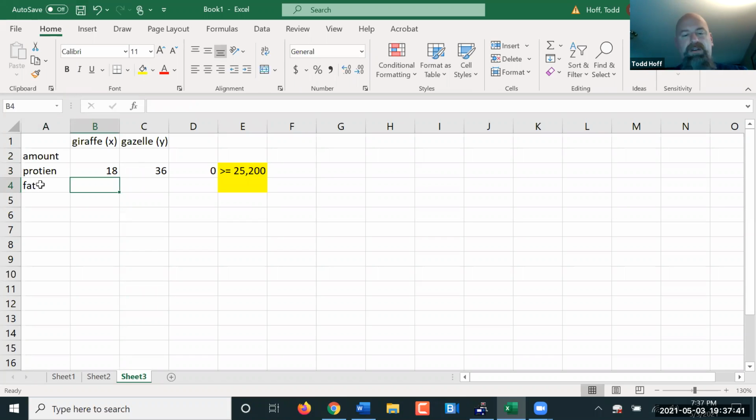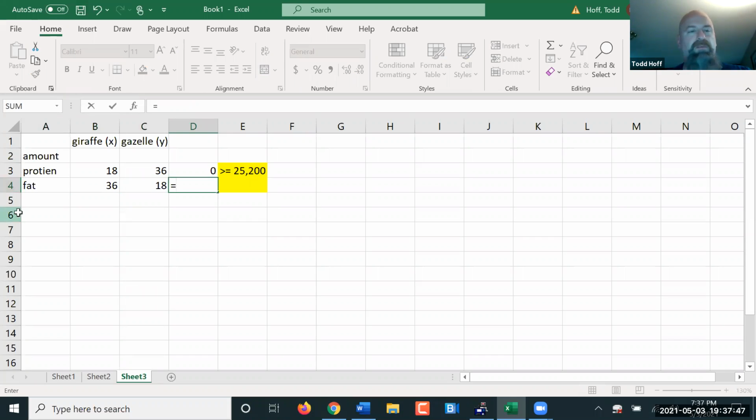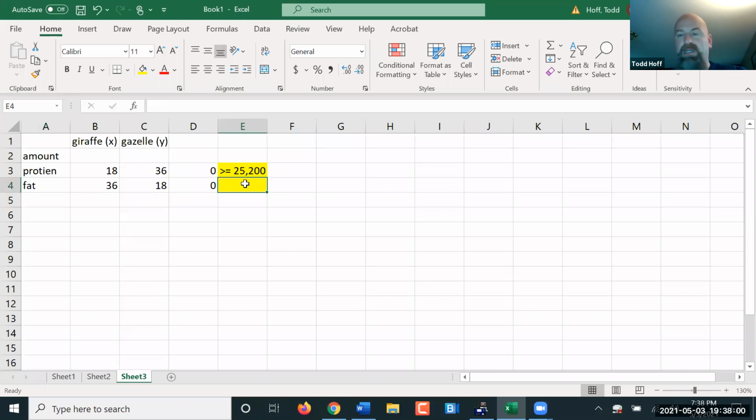Second constraint was about fat. There's 36 grams per pound for the giraffe and 18 grams per pound for the gazelle. So our total fat would be the amount of fat per pound for the giraffe times the number of pounds of the giraffe plus the fat per pound for the gazelle times the number of pounds of gazelle meat. Again, that's 0 right now because these are left empty. I'm going to make a note for myself again that I want this to be at least 37,800 grams.